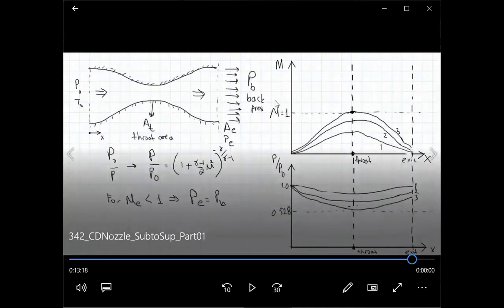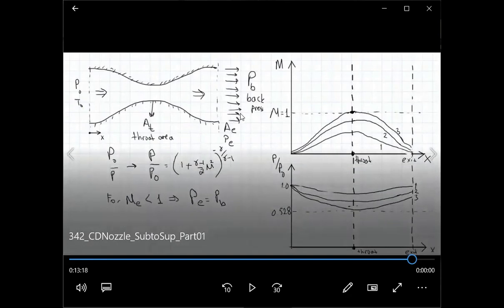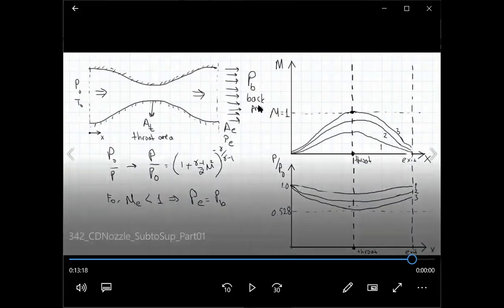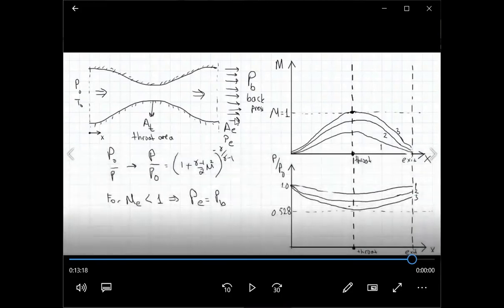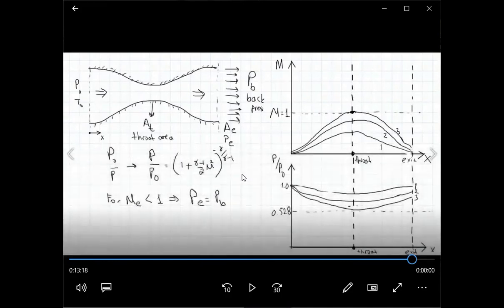Whatever happens outside in the atmosphere, they must be equalized, because disturbances get propagated with the speed of sound, and everything communicates with each other, meaning the exit plane communicates with the outside. Through pressure waves, those pressure values always keep equalized. That's not the case if the exit Mach number is supersonic, and we will see that in the other video. I just wanted to make this point a little bit clearer. Any other questions regarding this video?